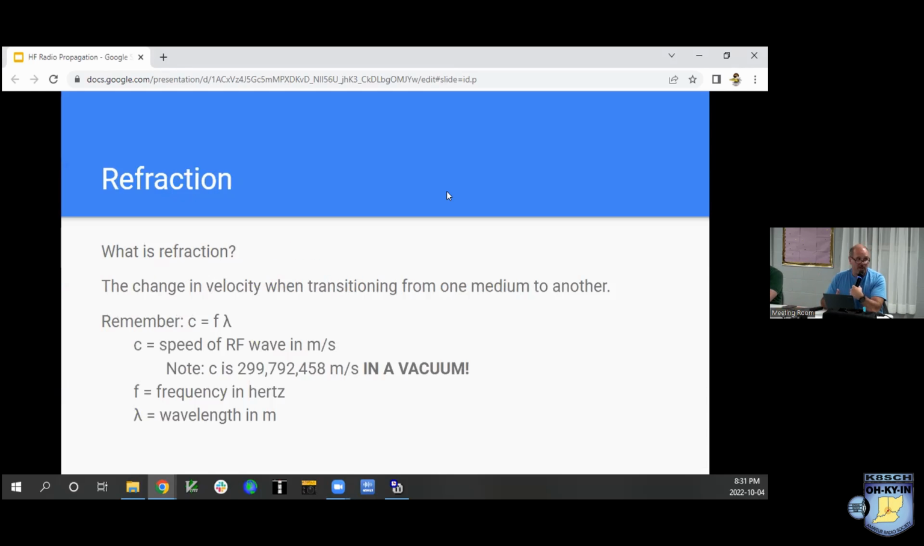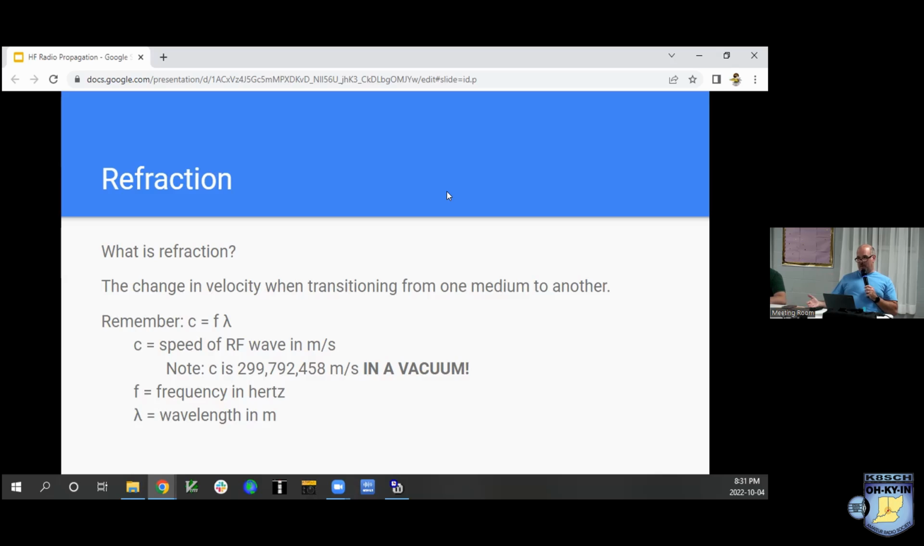So what is refraction? It is basically the change in velocity when transitioning from one medium to another. So remember, you have your equation, C equals F lambda, where C is the speed of the RF wave, which is the speed of light in meters per second in a vacuum. That value, that 300,000 kilometers per second, is in a vacuum. Keep that in mind. Frequency is in hertz and wavelength is in meters, so then you have this balanced equation.